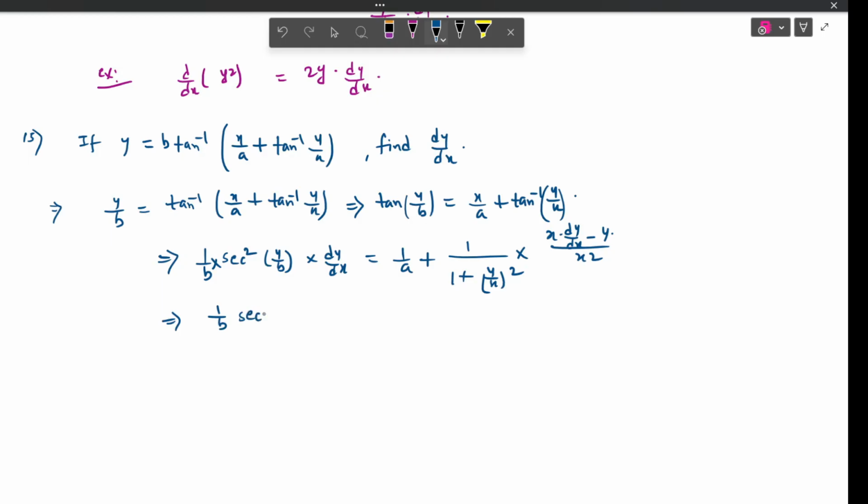So you got 1 by b sec square y by b into dy by dx is equals to 1 by a plus x dy by dx minus y by, if you do LCM here, so it will be x square plus y square, and this x square and x square will cancel out. You get in this format.